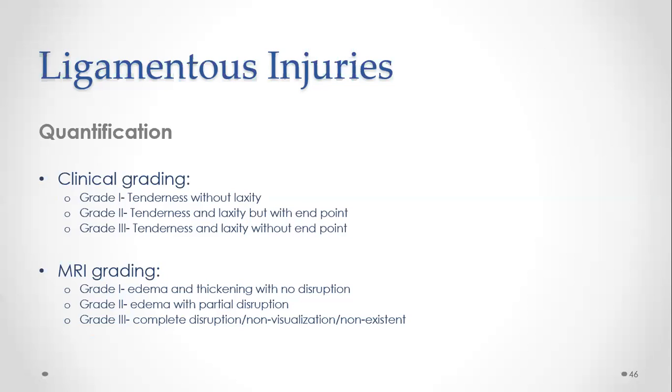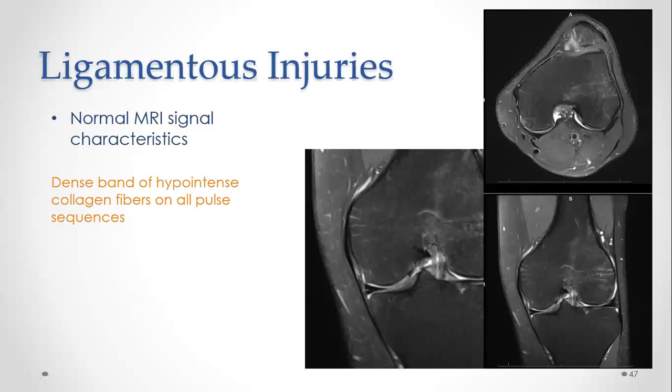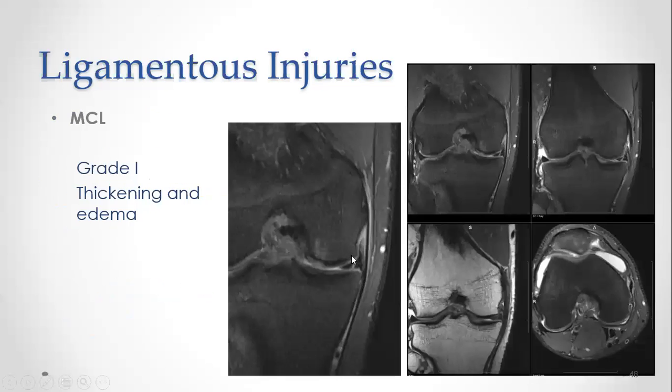Quantifying ligamentous injury, there are clinical and MRI quantification methods. As far as the MRI quantification method, let's take the MCL, for example. This is how a normal ligament should look. It's thin, homogeneous, hypointense in signal intensity. This is a normal MCL.